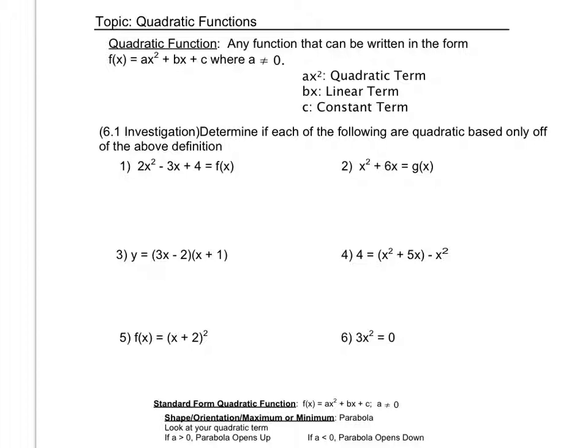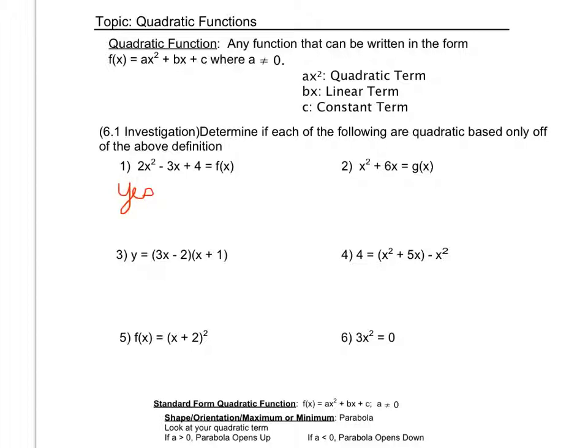A linear term can be there or not be there. A constant can be there or not be there. So if I look at these examples, I notice on number 1, there's nothing I can combine. There's no like terms. There's no multiplying I can do. I don't know what x is. So I check, do I have a quadratic term? I do, so I'm going to go ahead and say yes, this is quadratic.